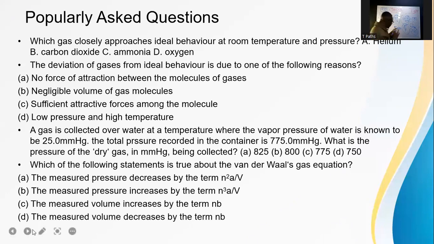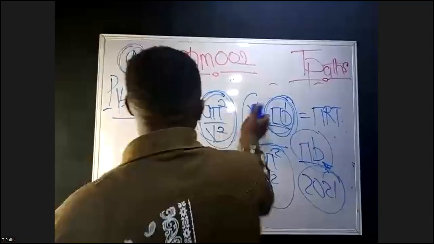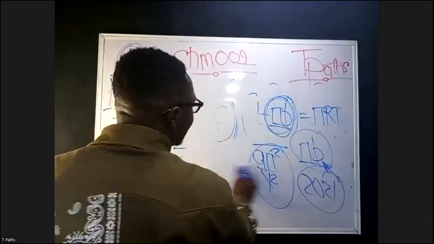Now, next question. They said equal volume of all gases at the same temperature and pressure contain equal number of molecules. What statement is that? Avogadro's law. Equal volume of all gases at the same temperature and pressure contain the same equal number of moles. Very popular in secondary school. If you call it k, you can say V1 over n1 is equal to V2 over n2.